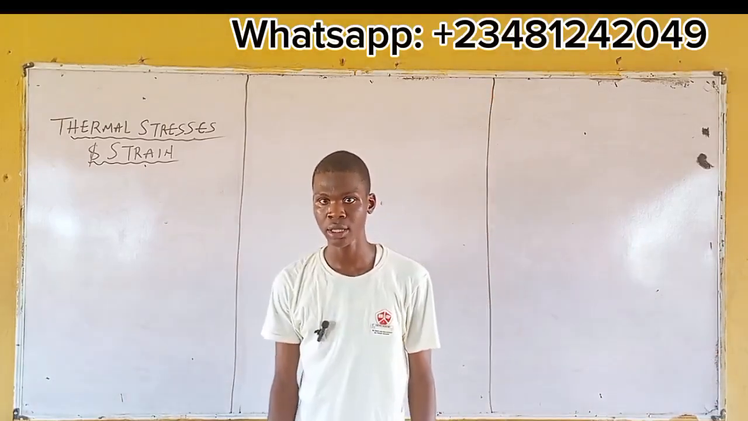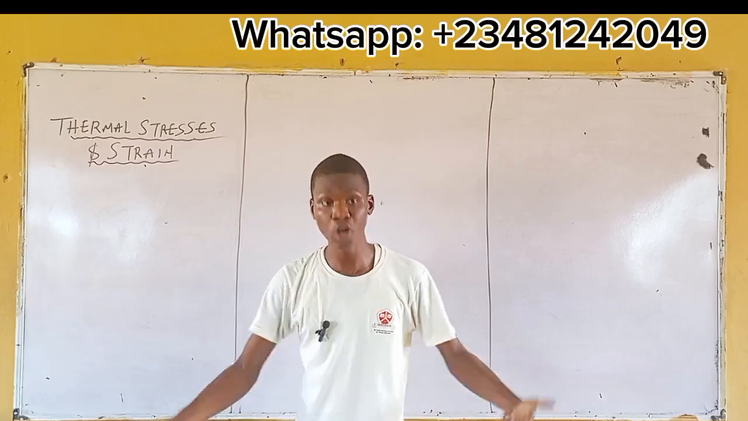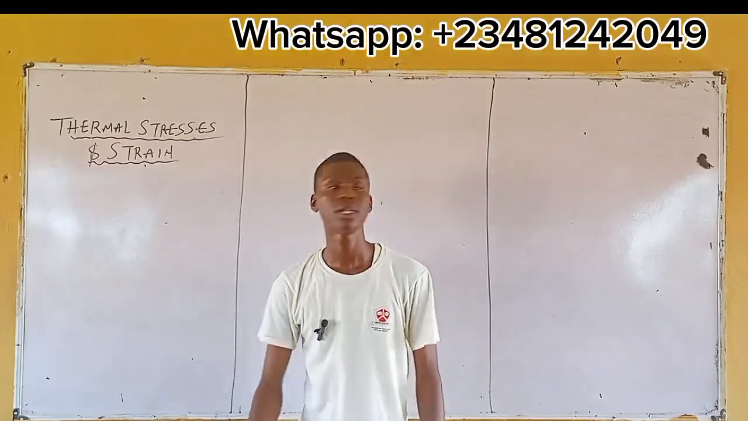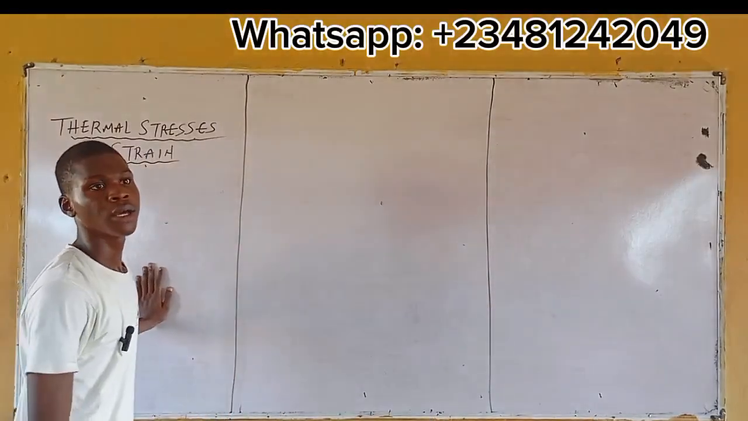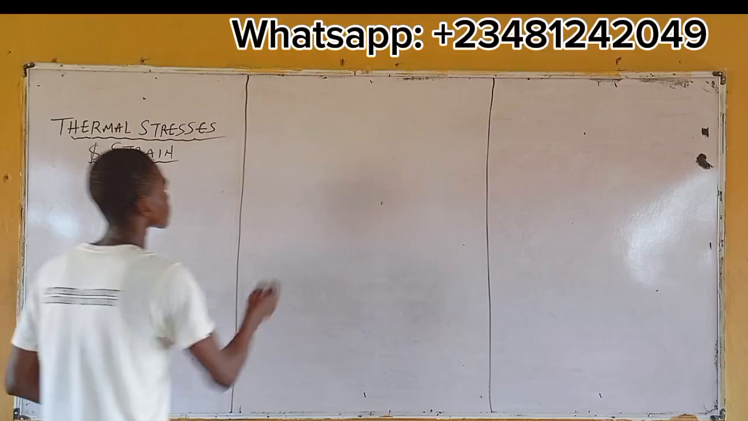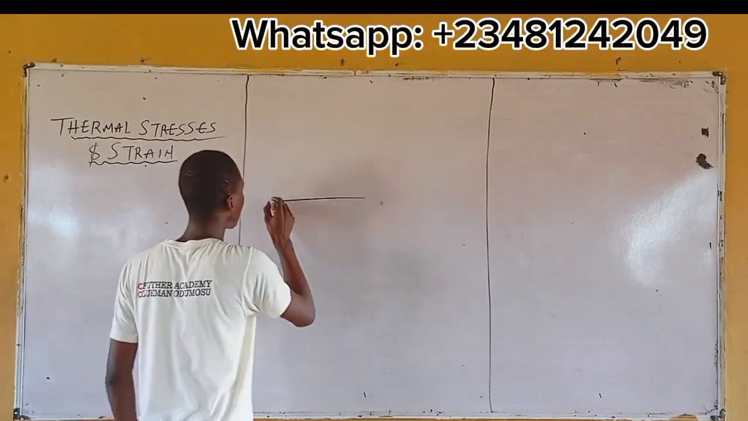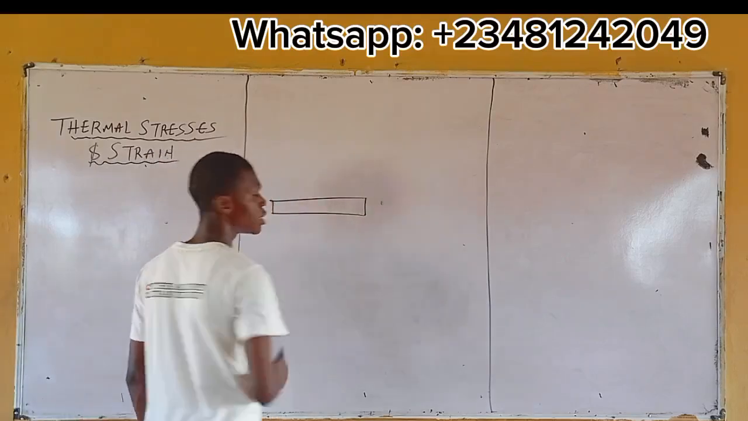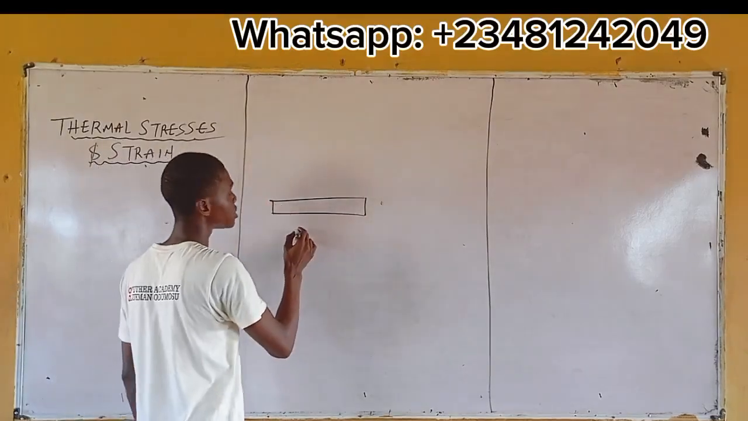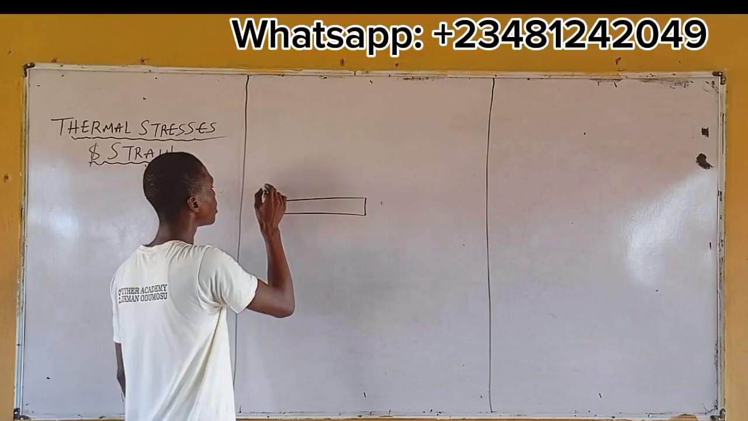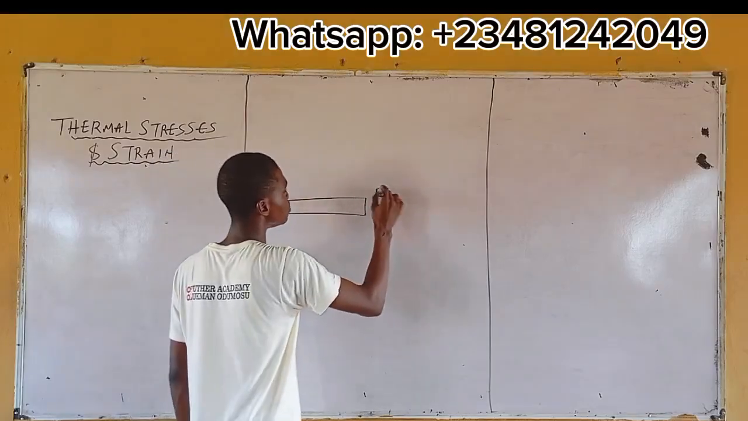Do you know why? No. All right. Let's see by illustration. Let's say you have a metal rod. Say this is A. Say this is B.